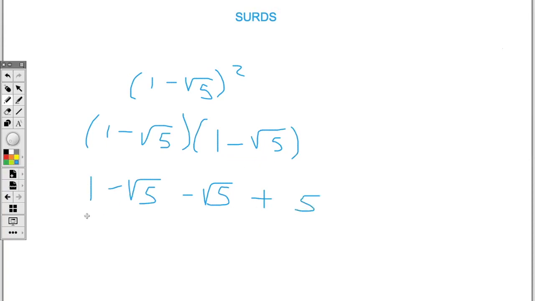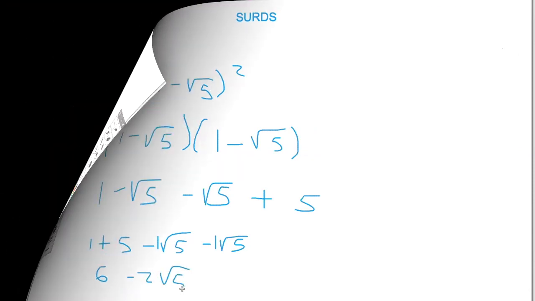Now grouping, so we have the 1 and the 5 grouping together. So we have 1 plus 5, then the minus root 5, and the minus root 5. So 1 plus 5 gives us 6. And this is like a negative 1. So minus 1 and minus 1 will give us negative 2 root 5.